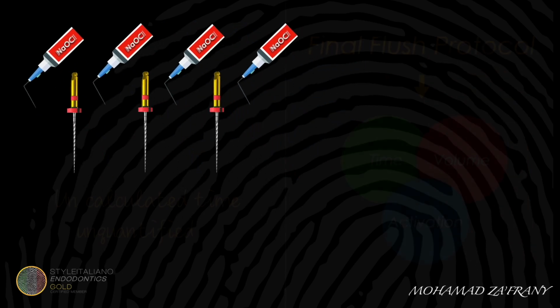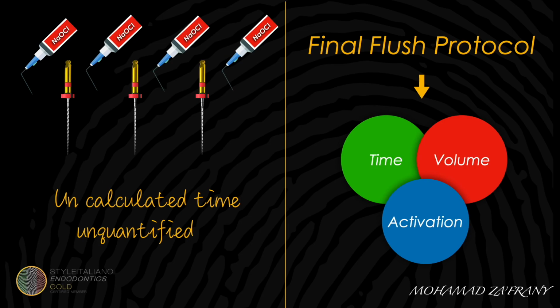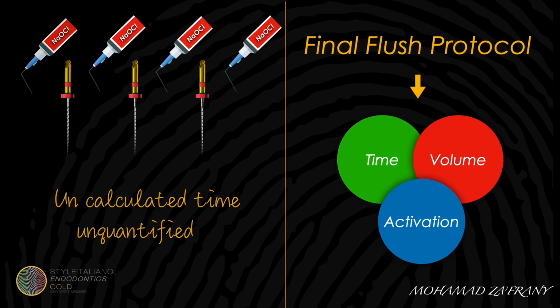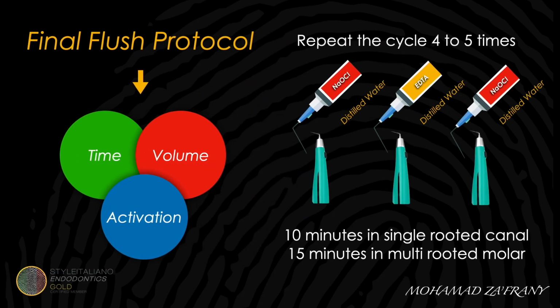We need to know that the final irrigation protocol started after finishing the shaping phase, so we can easily define the volume of the irrigation, the time, and the activation process. The final flush protocol involved the use of hypochlorite with EDTA and to separate between them using distilled water. Hypochlorite should be refreshed every 30 to 40 seconds to avoid buffering of the solution. The process of interchanging irrigant solution should be repeated 4 to 5 times. So it's about 10 minutes in a single-rooted tooth and about 15 minutes in multi-rooted teeth.